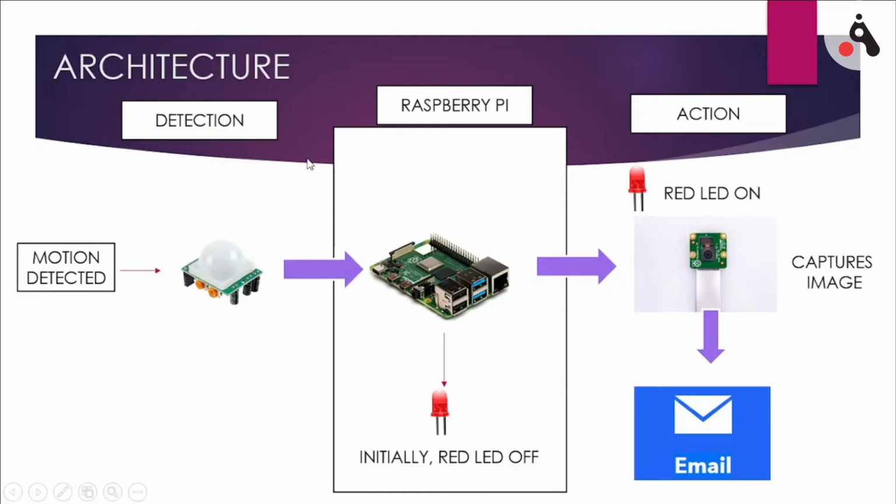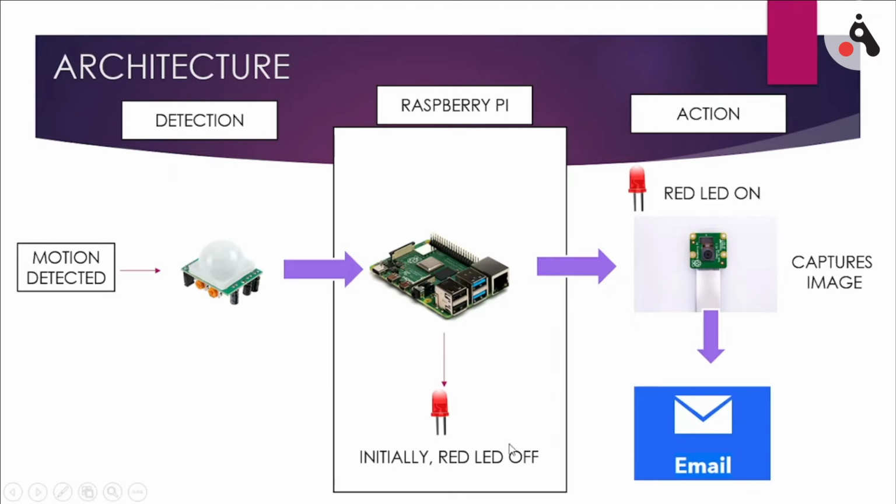As we can see in this architecture, the detection is carried out by this PIR motion detection sensor, and on the Raspberry Pi we are running this Python script where we are checking the PIR sensor in a loop, basically, so that if there is any motion, based on this detection we perform some action. As soon as some motion is detected, we are going to perform these actions.